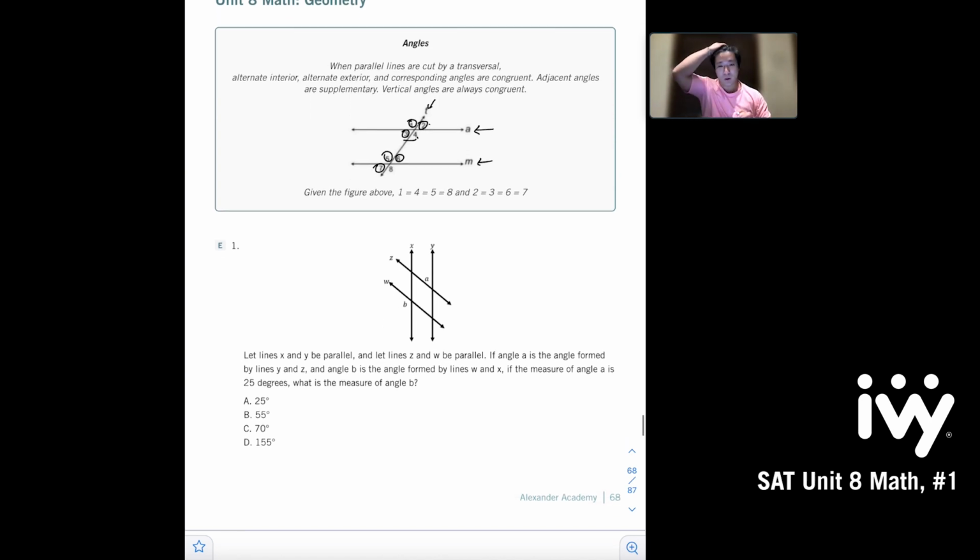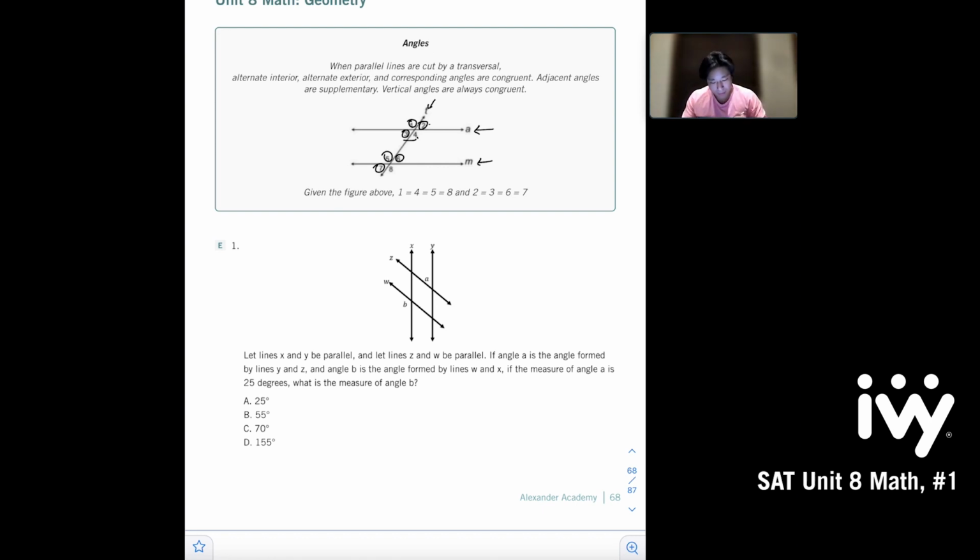Okay, let's look at question 1. Let lines X and Y be parallel, and let lines Z and W be parallel. If angle A is the angle formed by lines Y and Z, and angle B is formed by lines W and X, and the measure of angle A is 25 degrees, what is the measure of angle B?